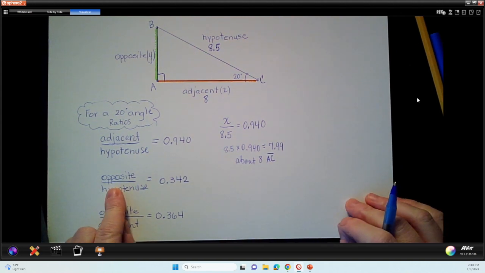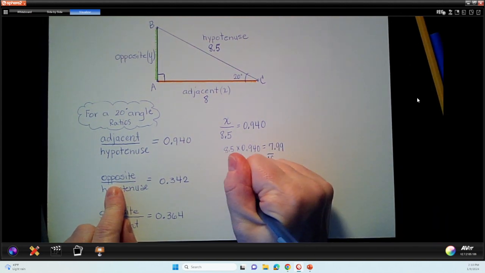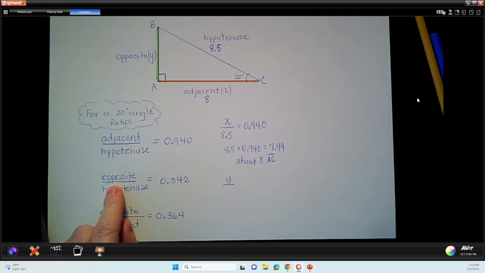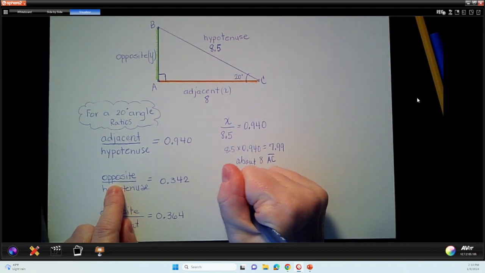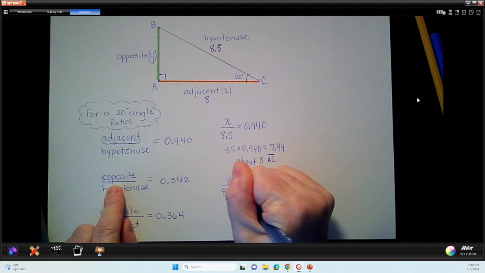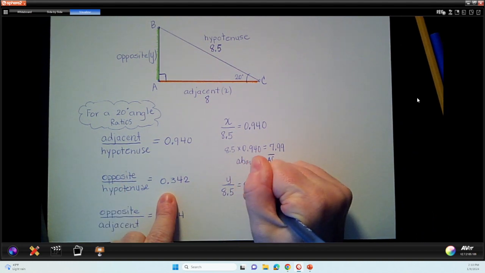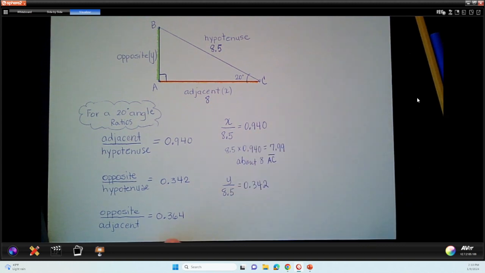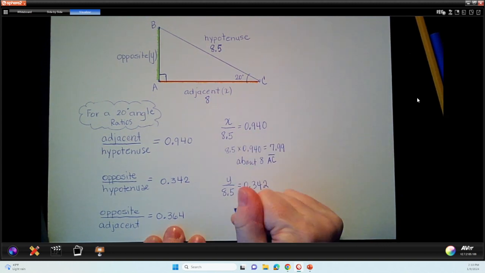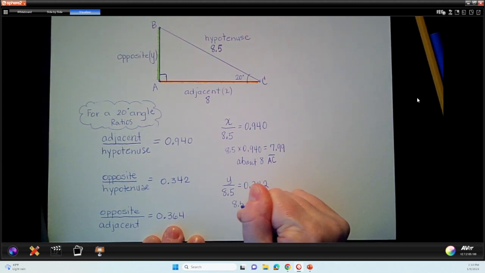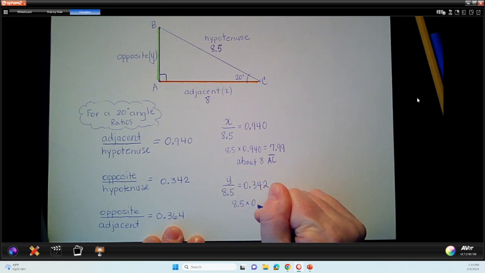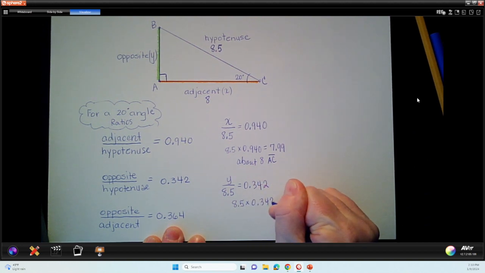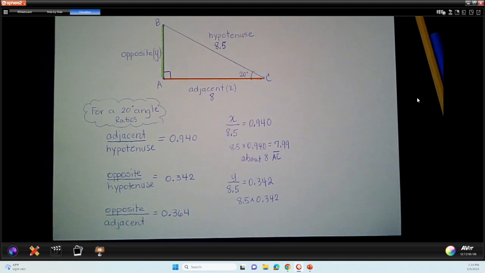Okay, so we have opposite. We don't know what it is, so I'm just going to call it y, since I don't know what it is, and I'm going to divide it by the hypotenuse, and that is going to equal 0.342, 342 thousandths. Same strategy as above. Okay, I'm going to multiply these together, and I'm going to get an answer. So let's see what that is.